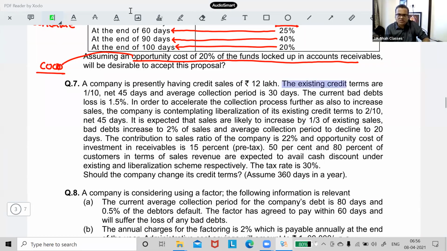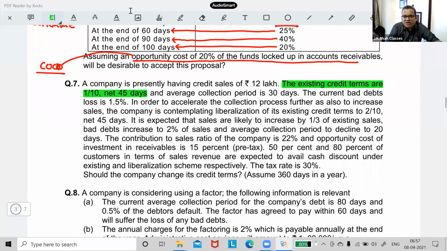You see this? The existing credit terms are 1 by 10 net 45 days. So this is something new, right? I'm very sure that you must not have come across this term unless in your college, if you are doing a particular course, you come across it. Otherwise, coming across this term 1 by 10 net 45 is something new for us. Then I'll tell you one simple thing. It's a commercial language, business language. No big deal. You just need to know the meaning of the shortcut.